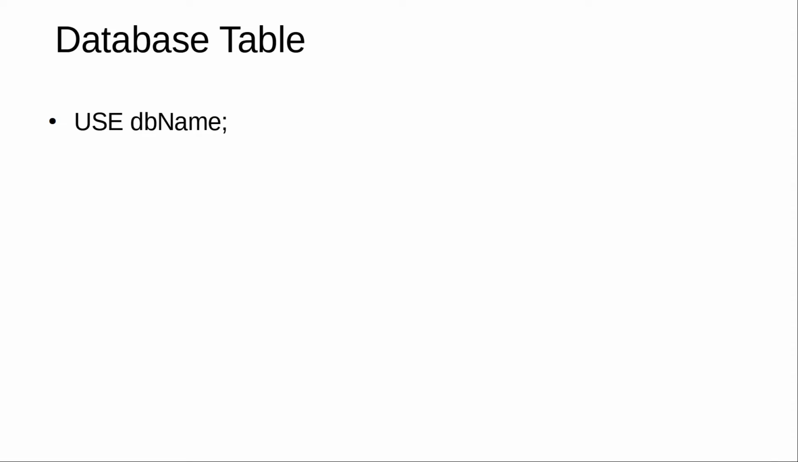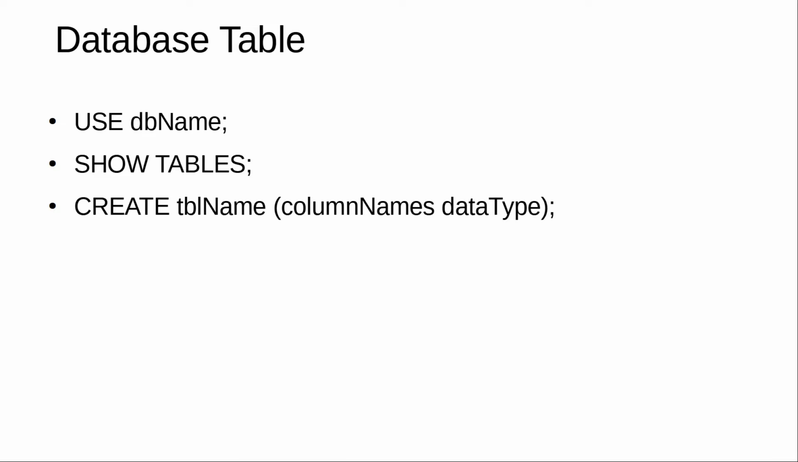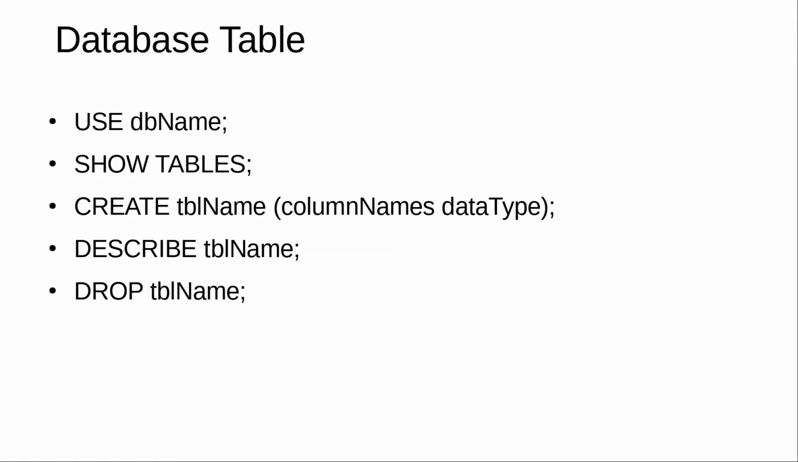Before creating a table, we must select a database using the USE DATABASE SQL statement. We can display all tables inside the selected database using SHOW TABLES. Then we can create a new database table using the CREATE TABLE statement. The CREATE TABLE statement inside parentheses contains column names and their data types. We can see the structure of an existing database table using DESCRIBE table name. We can delete an existing table using the DROP TABLE SQL statement.